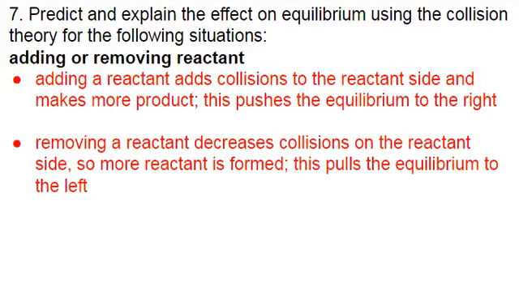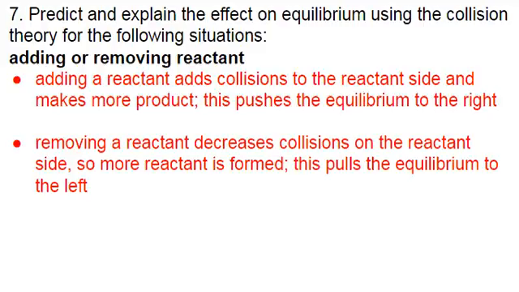So you crowded the reactant side more, and as a result, more product forms and the equilibrium moves to the right. If you remove a reactant, then we see just the opposite. There's a decrease in collisions on the reactant side. So that means less product is forming. There's more product continuing to collide, and you're going to end up forming more reactant. So when you remove from the reactant side, some of the product reforms reactant, which moves over to that left side, and it pulls the equilibrium to the left.